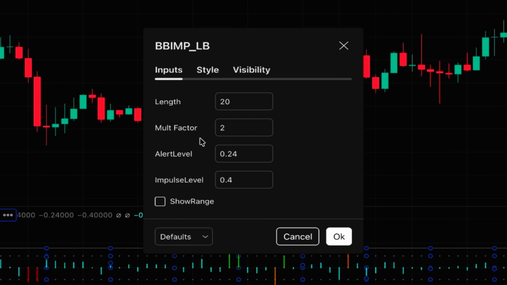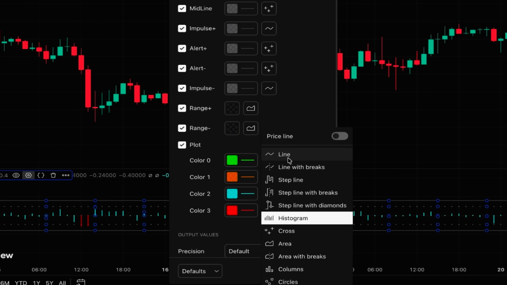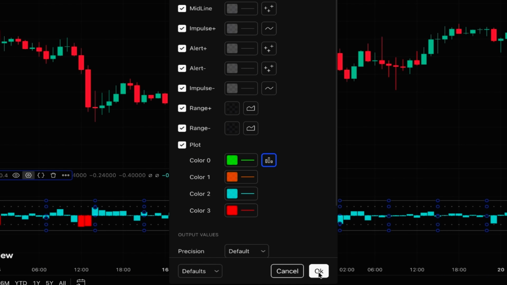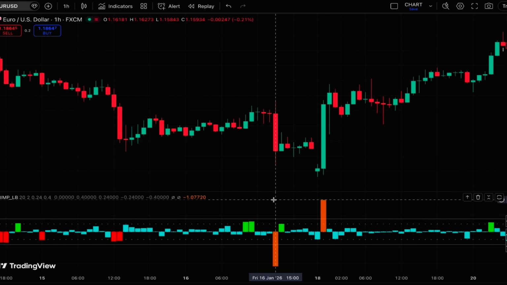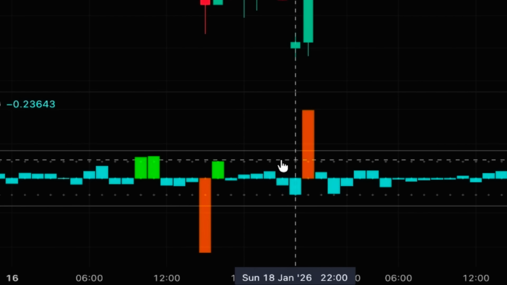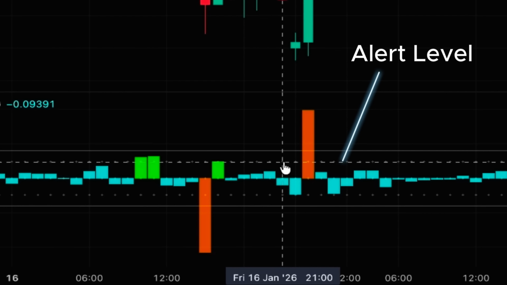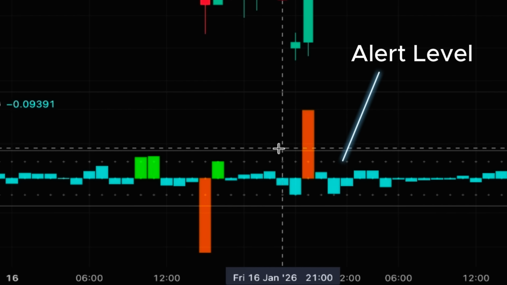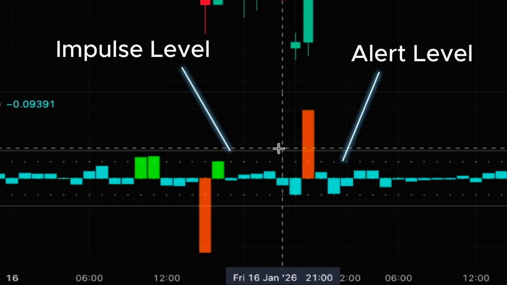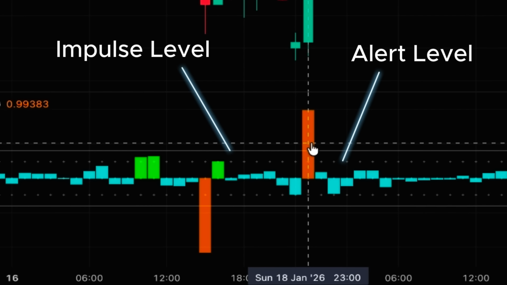Before I close the settings, here we go to the style tab and here we change the histogram to columns so the bars will be better visible on the price chart. Alright, so this dashed line here is alert level, which is set at 0.24, and this solid line here is impulse level, which is set at 0.4. So depending on the size of the bar, if the bar passes the alert level or impulse level, we can have a signal about increase of momentum.